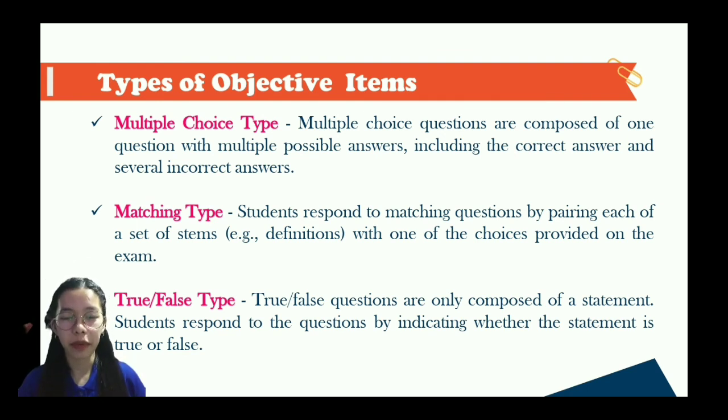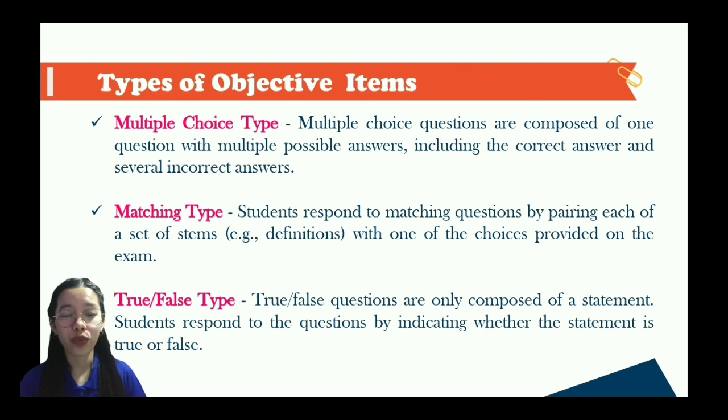Next is matching type. In matching type, students respond to matching questions by pairing each of a set of stems, e.g. definitions, with one of the choices provided on the exam. So these questions are often used to assess recognition and recall, and so are most often used in courses where acquisition of detailed knowledge is an important goal. They are generally quick and easy to create and mark, but students require more time to respond to these questions than a similar number of multiple choice or true or false items.